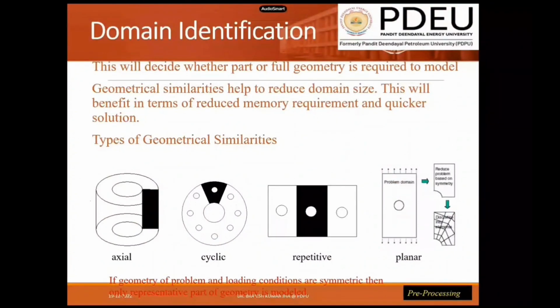So the geometry is also always important to consider for FEM. Such geometry can be axial geometry, or cyclic, repeated elements where the elements are the same. Planar, irregular geometry can be used in that form here.